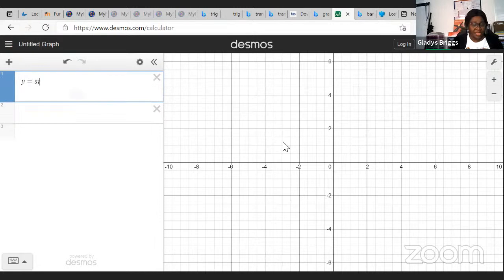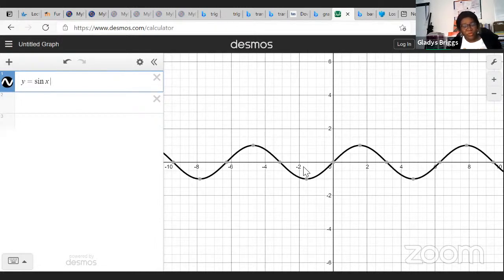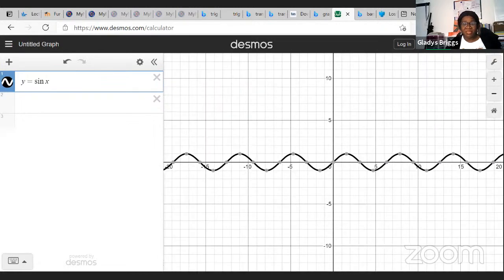Y is equal to sine x. It's going to draw that one for you in a different color. You can see that's 1 here and -1 here. Although it's using 2, 4, 6 and all that, it's completing that cycle at 2 pi. It's using the radians, so you can see that the radians is written there for you. Yeah, so that's 2 pi.